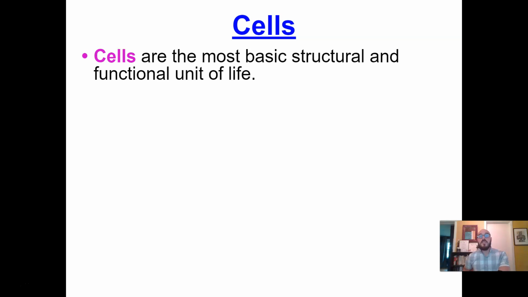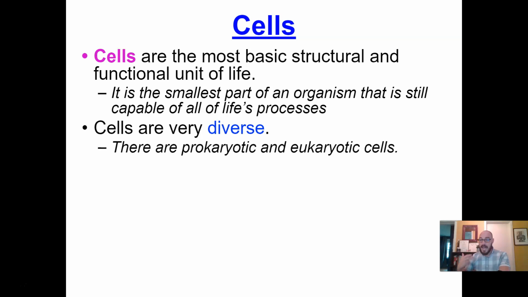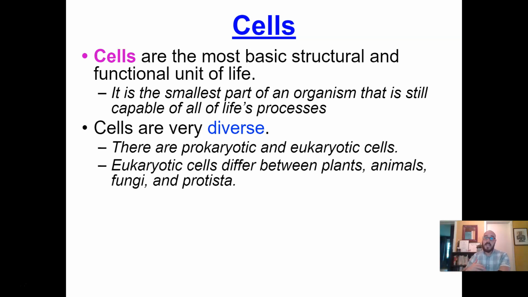Basic structural and functional unit of life. Smallest part of an organism that's still capable of all life's processes. What does that mean? Basically, they're the smallest thing that has genes, can respond to stimuli, can grow and reproduce, etc. Cells are extremely diverse, okay, and that happens due to that differentiation I just mentioned. So you can have prokaryotic cells and eukaryotic cells, and eukaryotic cells have a lot of diversity, as you should remember from our diversity of life project.